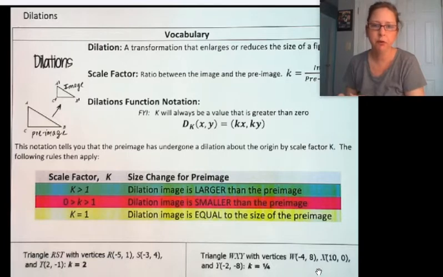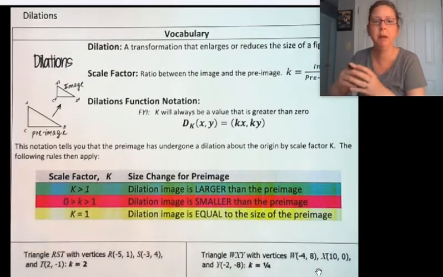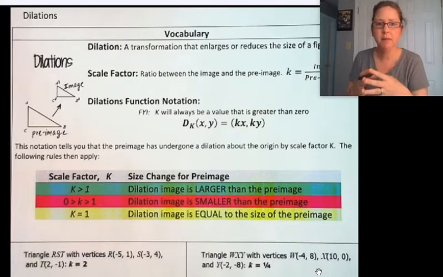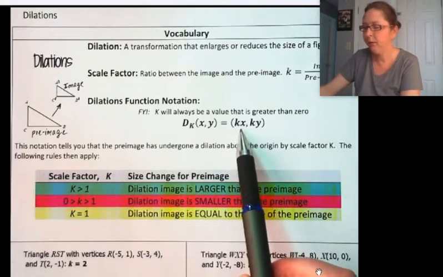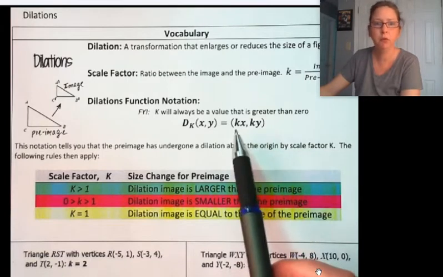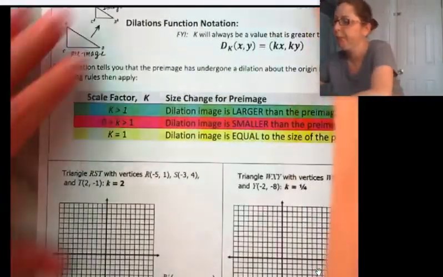So scale factor, if the number is greater than 1, it's going to make the image larger. It'll be an enlargement. If it is less than 1, so between 0 and 1, it will reduce the size of the figure and make it smaller. And if it's equal to 1, anything times 1 is just itself, so it's going to be equal to the original pre-image. So let's jump right in with our examples here.